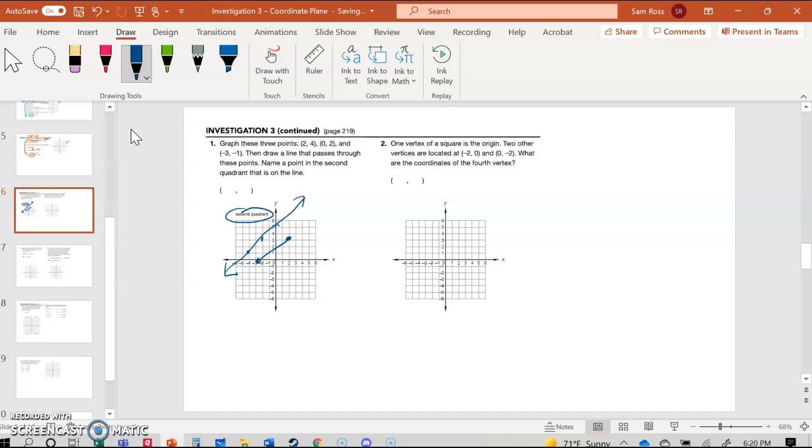Number 2 says one vertex, corner, of a square is the origin. Remember, the origin is 0, 0. 2 other vertices, corners, are located here and here. Find the 4th vertex. You're going to put the coordinates of the 4th vertex there. You're going to draw the square here.